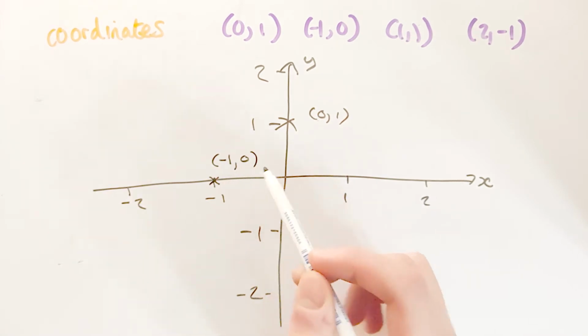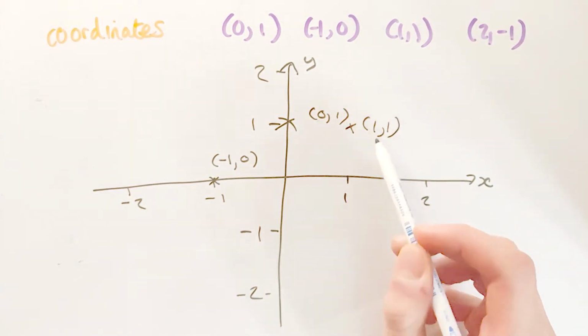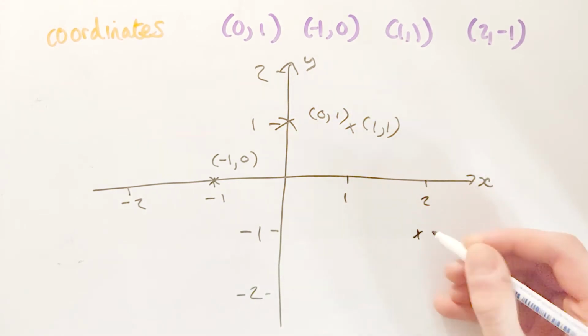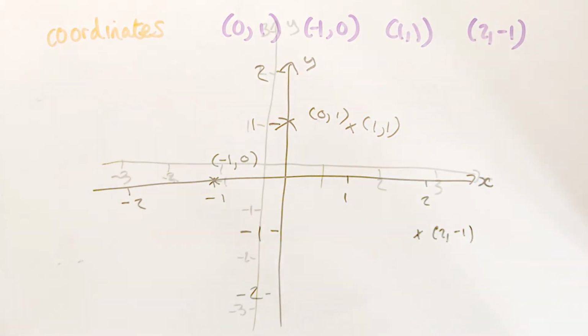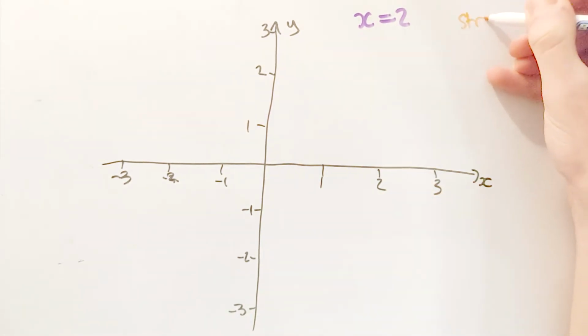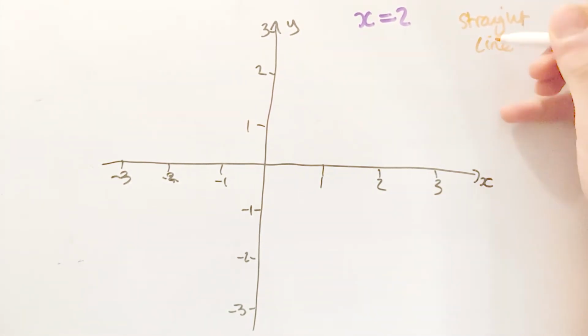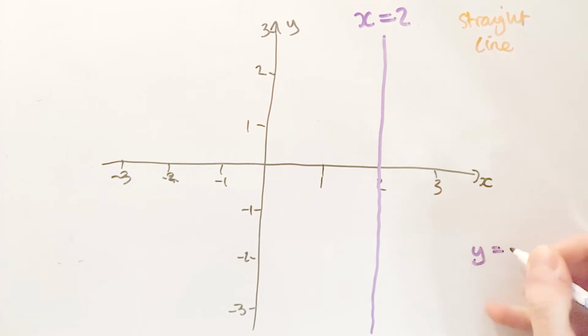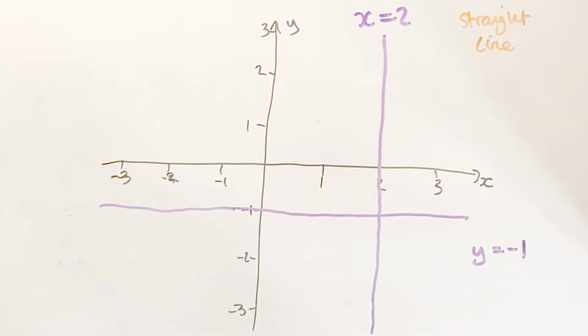I'm going to plot all these points here so you can see where they are. When plotting points, write them with a cross, as shown here. We can also draw lines on our coordinate axes. The equation x equals 2 says that the value of x is always 2 no matter the value of y, therefore it's a straight line. The same works with y equals minus 1.